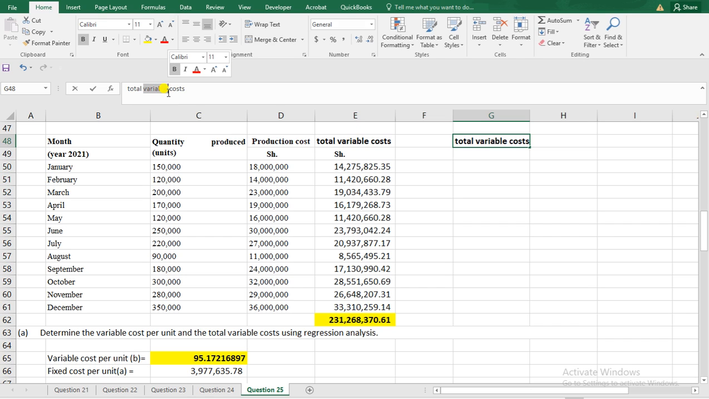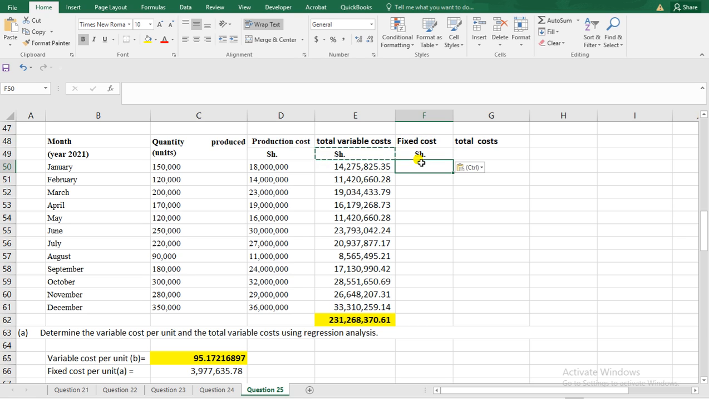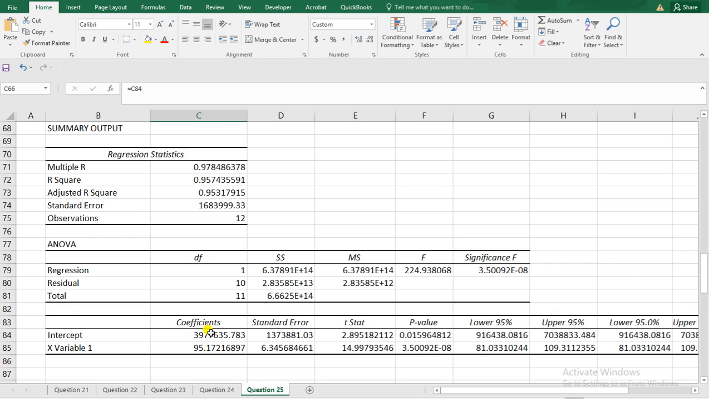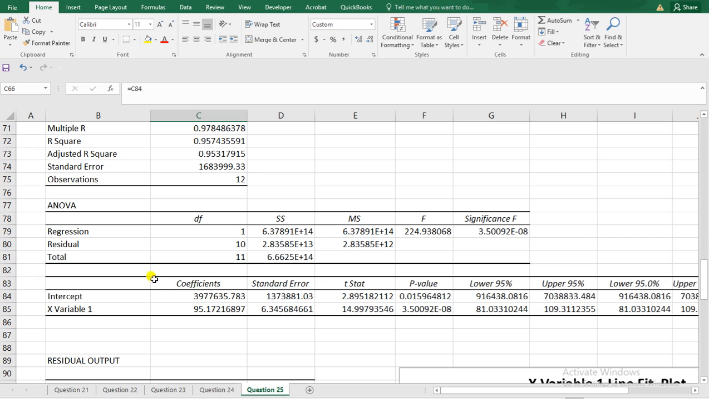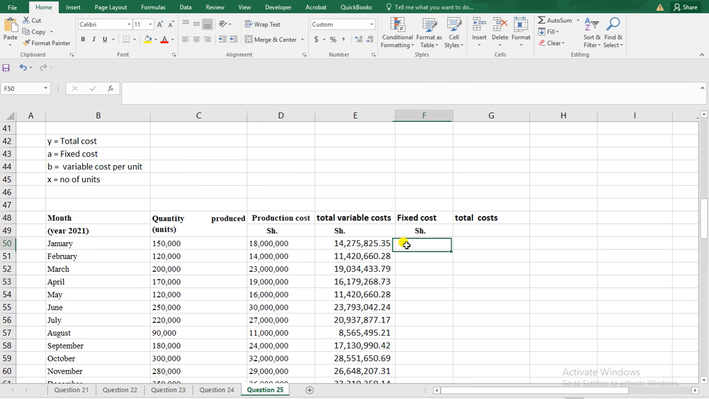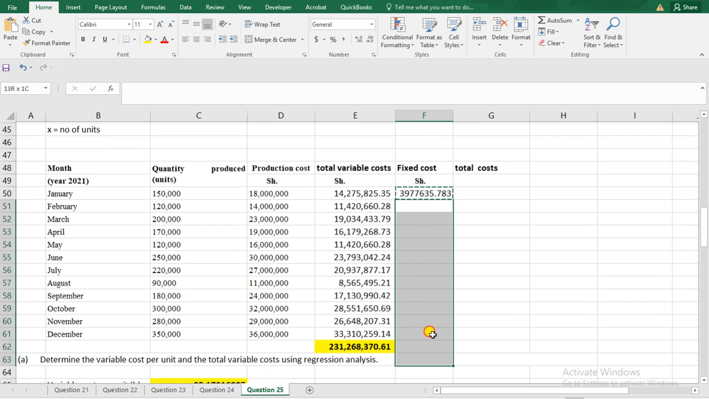So we are not asked, but that will be easy because I'll just be having my fixed cost here. Recall, we have already determined our fixed cost, which is this, right? Recall in our parameters what Mwalimu had explained here: the intercept is our fixed cost, and this is our variable cost per unit, right? So I'll just take it there. Then this one should be the same all through up to that point.